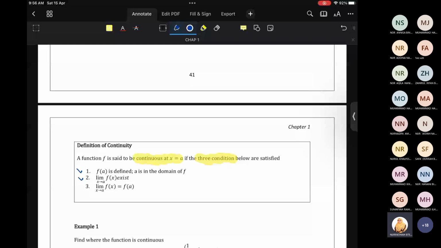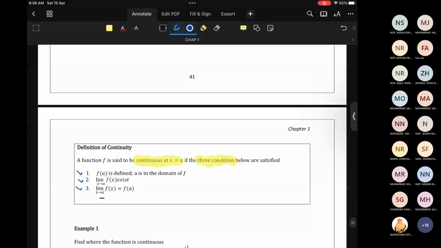Okay, so this one. So clear atau tidak saya tanya? Boleh. Okay. So kalau boleh, kita pergi kepada example this one.